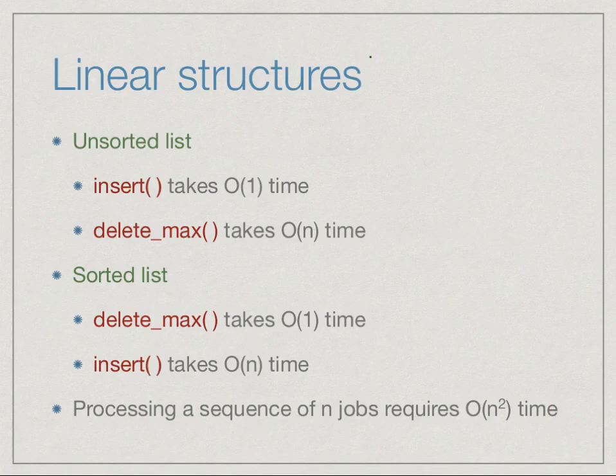The other option is to keep the list sorted. This helps to delete max. For instance, if we keep it sorted in descending order, the first element of the list is always the largest element. However, the price we pay is for inserting, because to maintain the sorted order, when we insert the element, we have to put it in the right position. And as we saw in insertion sort, insert will take linear time. So as a trade-off, we either take linear time for delete max or linear time for insert. So if we think of n jobs entering and leaving the queue, one way or another, we end up spending n squared time processing these n jobs.